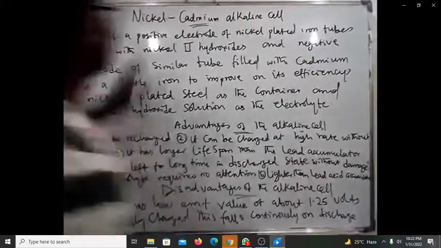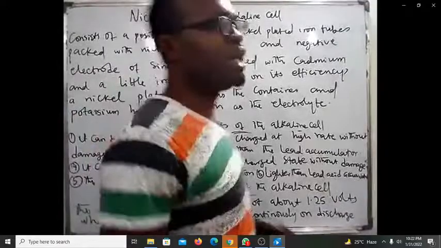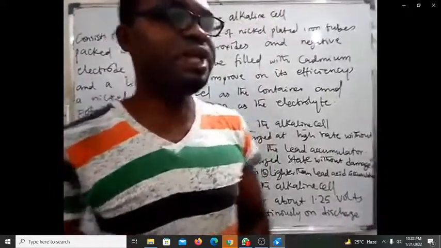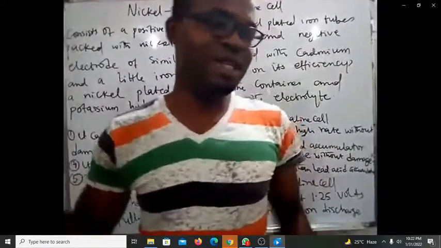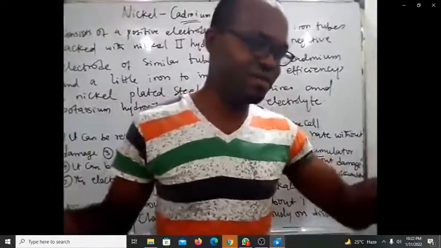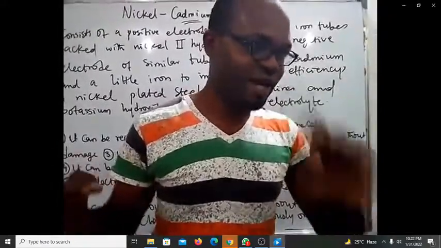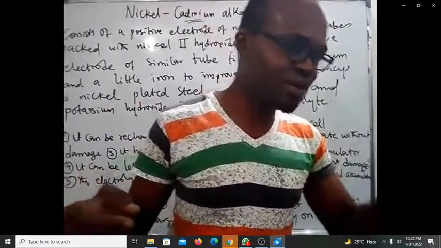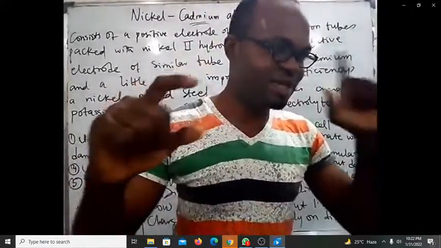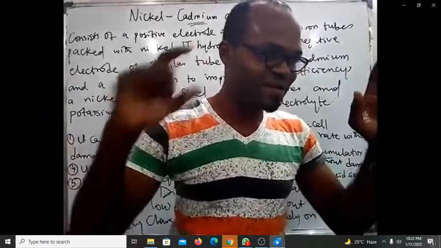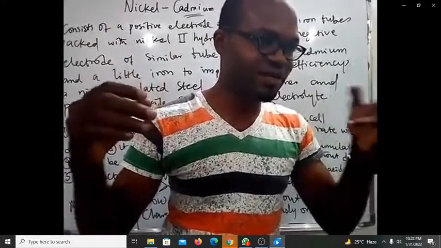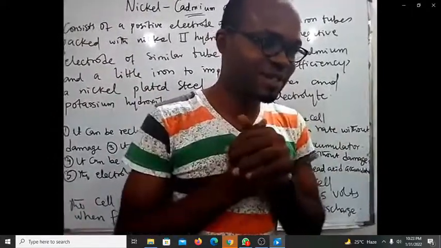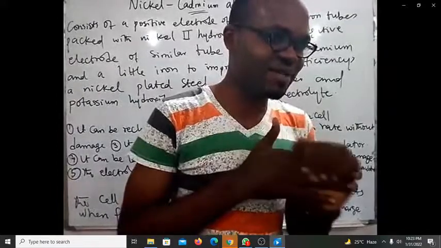Yes, today we are going to be looking at nickel-cadmium alkaline cell. Nickel what? Cadmium alkaline cell. The first one we learned about lead acid accumulator. You know we have acid, we have base, we have what? Salt. Is it not? Acid, base, salt in chemistry. Is it not? Acid that has pH of 1 to 7. Base that has pH of 7 to what? 14. Understand? Neutral is around 7.